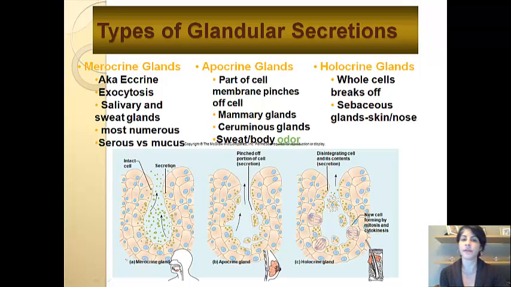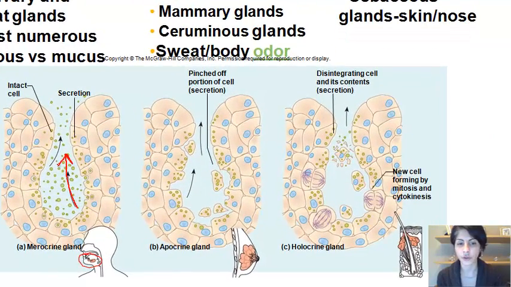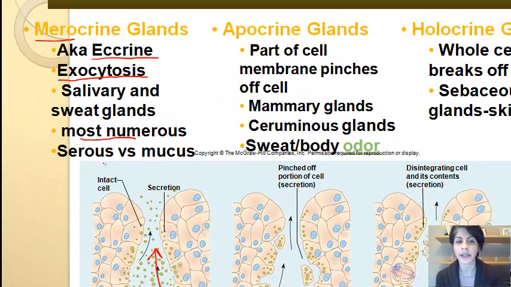There are three types of exocrine glands that you want to focus on. The very first one is merocrine, and merocrine glands are also known as eccrine glands. These secrete their products through exocytosis of all the products right outside into the ducts. As you can tell, there are salivary glands right here, and the products are dumped straight into the duct. These are the most numerous of all glands, and you can take a look at serous glands and mucus glands, salivary and sweat glands as examples.